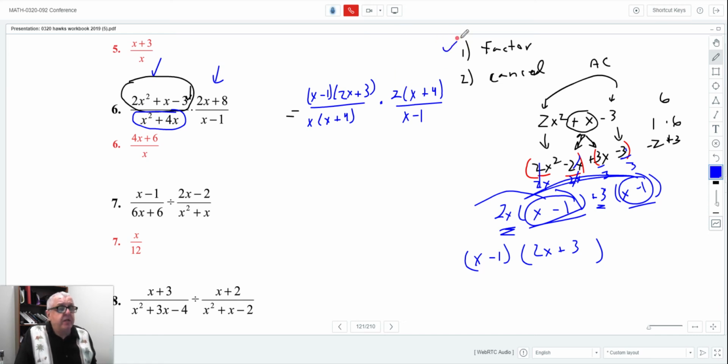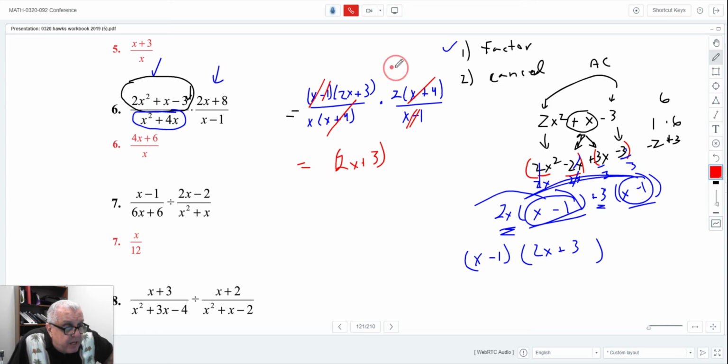So step 1, factor everything, we've done it. The only thing left is to cancel anything on the top and bottom that's the same. Do you see how the x plus 4s cancel? We have one on top and one on the bottom. And the x minus 1s cancel, one on the top and one on the bottom. We are left with 2x plus 3 on top. We also have a 2 on top. I always like to put the numbers out in front. On the bottom, the only thing that's left is an x.